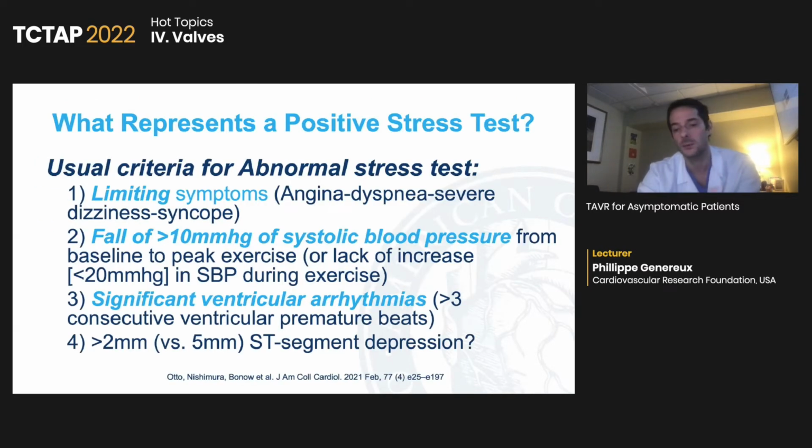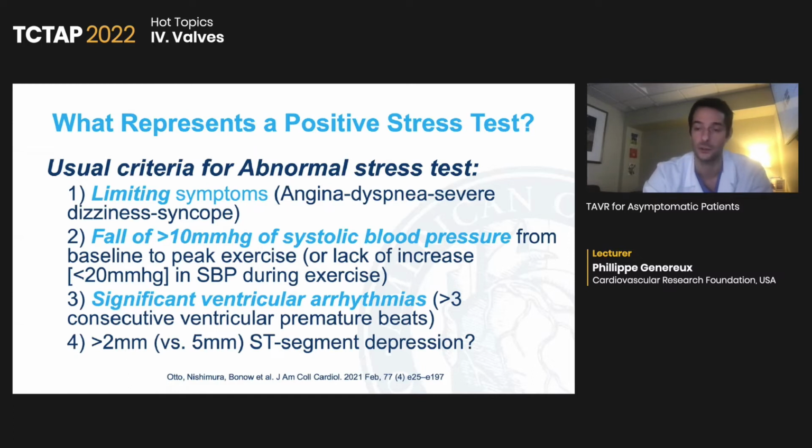When to stop a stress test, and we're going to see what is the implication of those, is obviously when it's abnormal. We talk about limiting symptoms: chest pain, dizziness or syncope at any time, and shortness of breath if it's limiting symptoms for the stress test. If you have a drop of blood pressure more than 10, there are different criteria out there, but the one used in the guideline is a drop of more than 10 millimeters of systolic blood pressure at maximal intensity, which is the most used. And when you have significant ventricular arrhythmia, more than 3 consecutive PVCs.